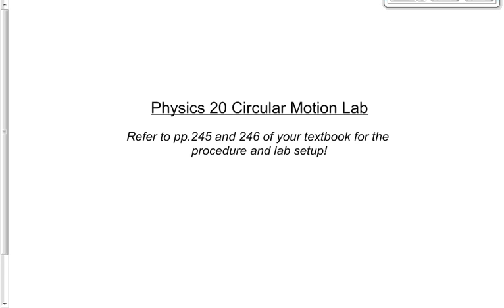Today's activity is going to find for us a relationship, or I should say at least verify for us a relationship between some variables in the centripetal force equation.